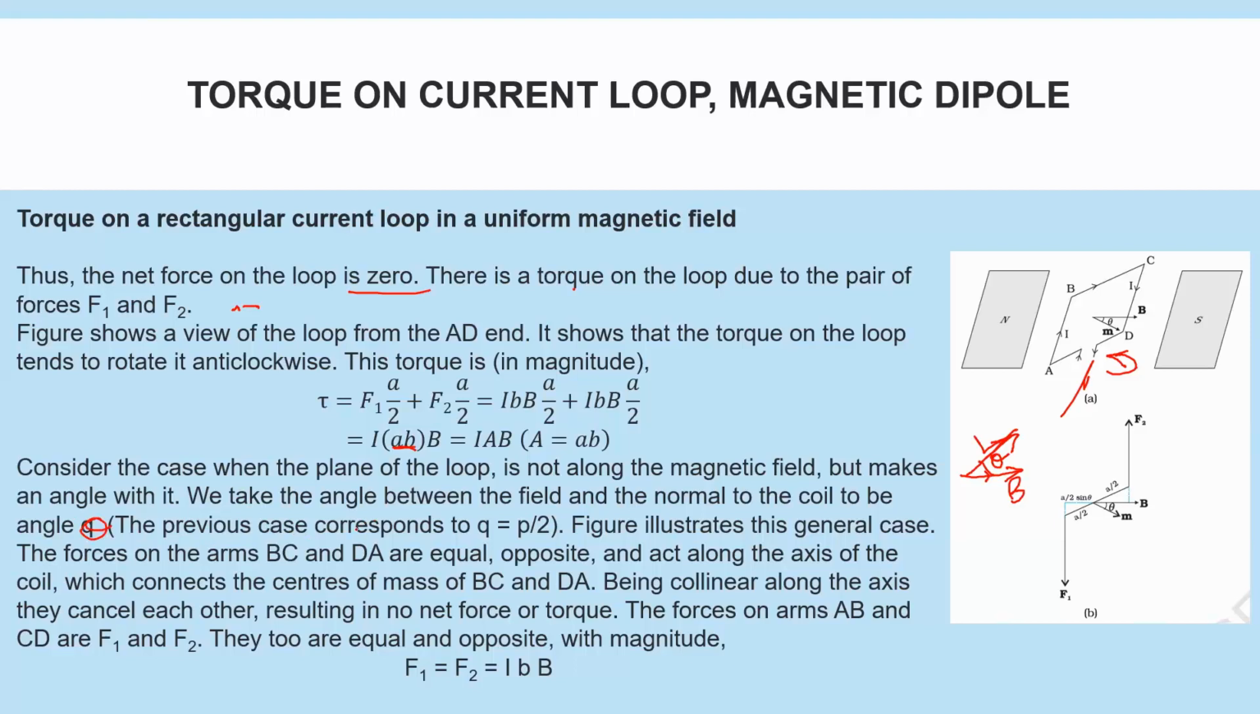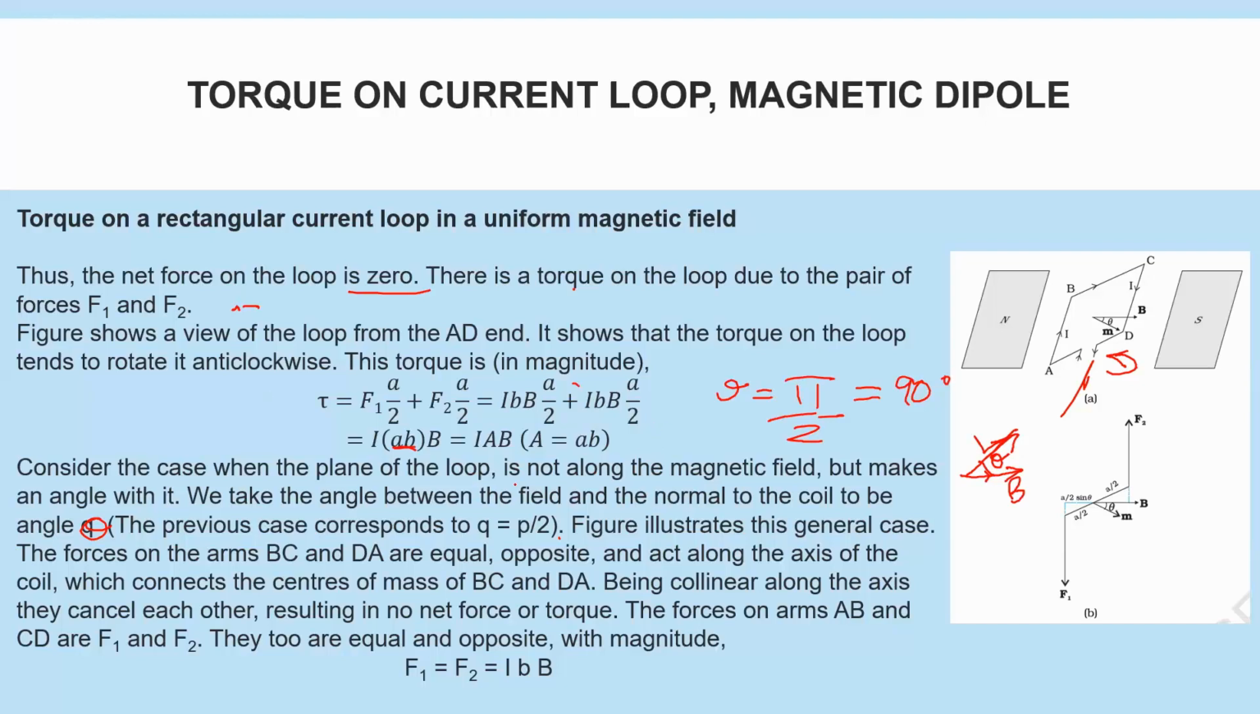The previous case corresponds to theta equal to pi by 2. So over here we were considering theta to be pi by 2, which is actually 90 degrees. Over there theta was perpendicular. Now over here we have a general theta.